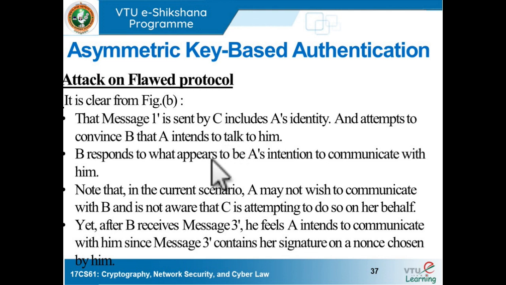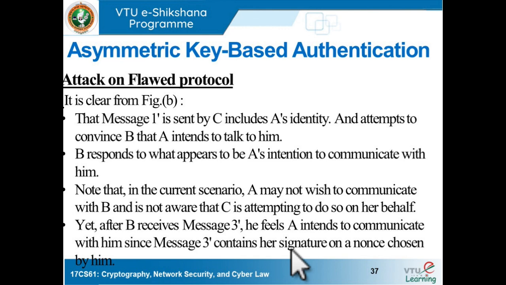And what does B do? B will respond to what appears to be A's intention to communicate with him. And then A may not be actually wishing to communicate with B and is not aware that C is attempting to impersonate it on its behalf.